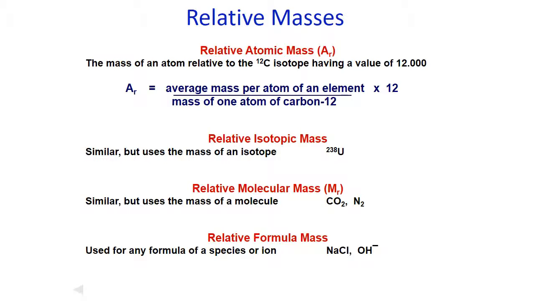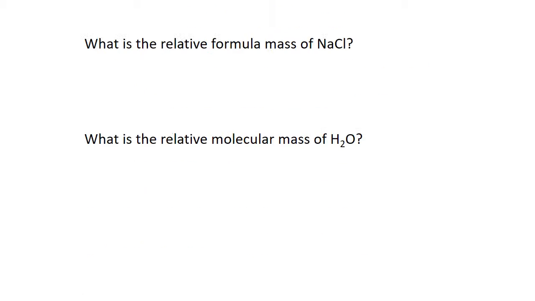The relative isotopic mass is similar, but uses the mass of the isotopes instead. Relative molecular mass is when you add the atomic masses to get a molecular mass. And finally, the relative formula mass has more to do with ions and other species around ionic bonding. Examples are sodium chloride and hydroxide ions. With that in mind, what is the relative formula mass of sodium chloride, and what is the molecular mass of water?